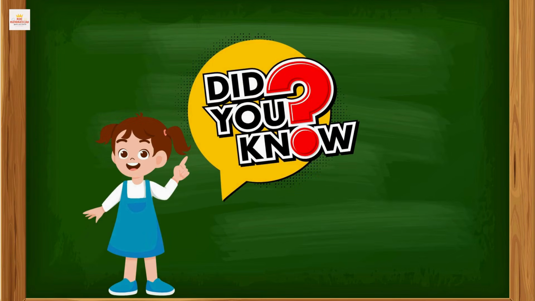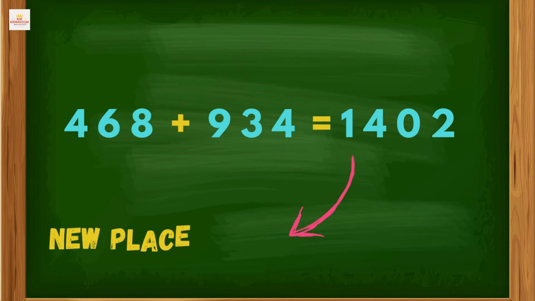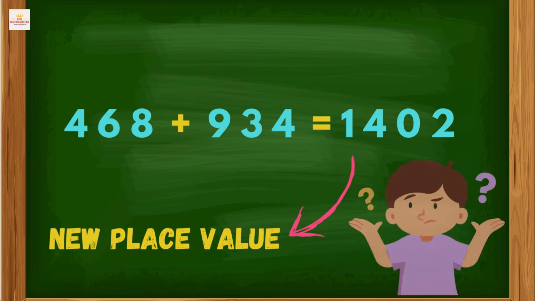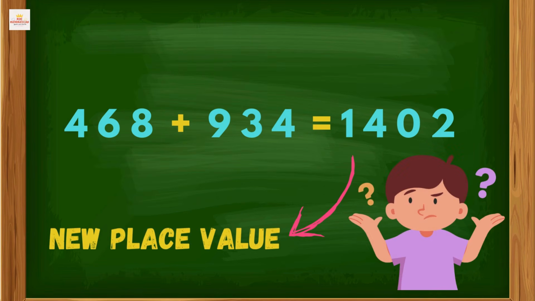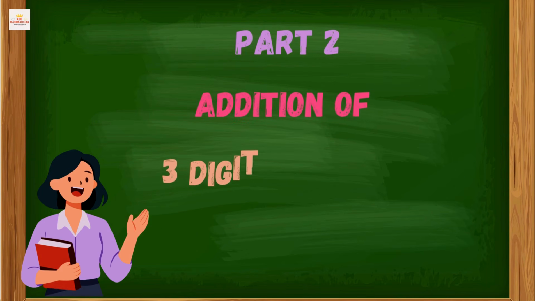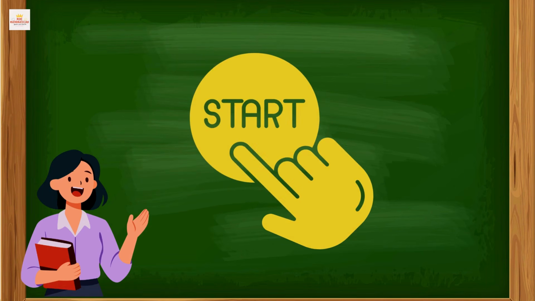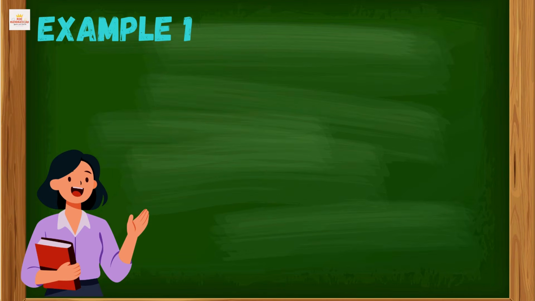Did you know that adding numbers can sometimes create a brand new place value? Let's find out how. Welcome back to part 2 of addition of 3-digit numbers by regrouping. Let's get started. Example 1.